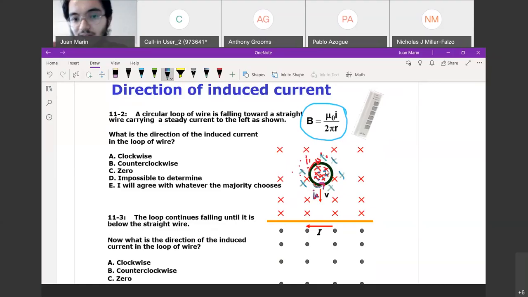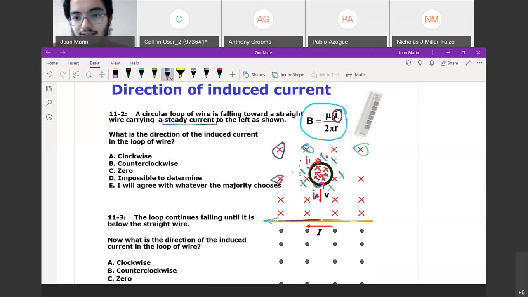So think about, first of all, what's happening in the specific moment. The loop is moving with a constant speed, v. It's moving down. But what happens to the magnetic field that is already present? The magnetic field, what's happening to that field? Is it changing or is it constant?